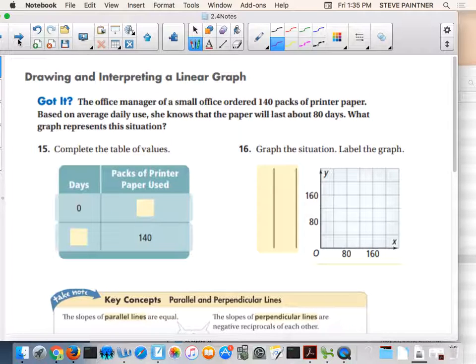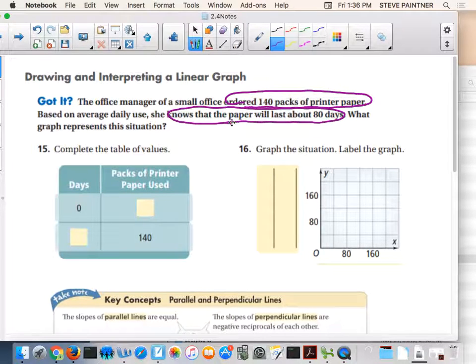Okay, here we go. Did you pick out some important information on this one? The office manager of a small office ordered how much? So this is all she ordered. She's got 140 packages of paper. Next up, based on the average daily use, she knows that the paper will last only what? 80 days. She knows that the paper lasts only 80 days.